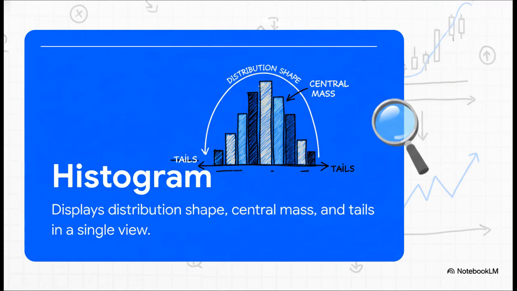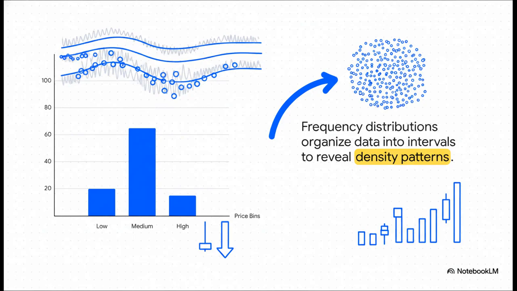You can see the shape, you can see where most of the data is, and you can see what's happening way out in the tails. Here's a super simple way to think about it. We just take all our data points and sort them into bins, like low, medium, and high. Right away, you can see that, hey, most of the action is happening in that medium bin. That's the basic idea of a histogram. It shows you the density and shape of your data.